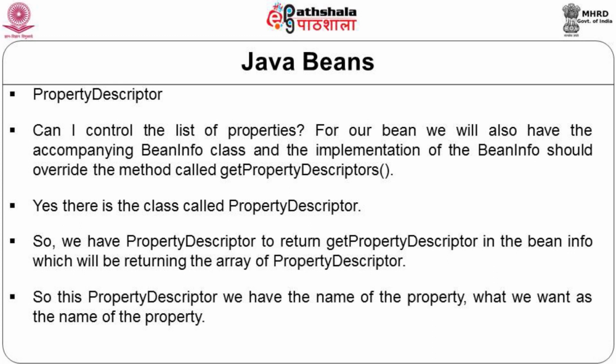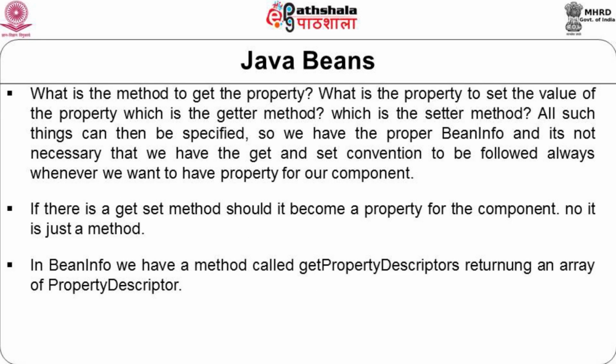Fine. In the PropertyDescriptor we have the name of the property, what we want as the name of the property, what is the method to get the property, what is the method to set the value of the property, which is the getter method, which is the setter method. All such things can then be specified. So, it is not necessary that we always follow the get and set convention whenever we want to have some kind of a property for our component.